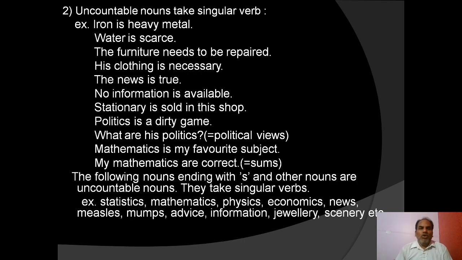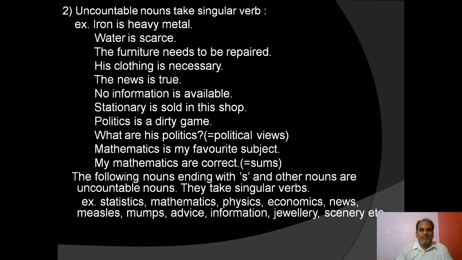Another situation is that uncountable nouns take a singular verb. Iron is a heavy metal. Water is scarce, because it is uncountable, so it carries a singular verb. The furniture needs to be repaired. The furniture seems to be plural, but it is singular. The entire furniture, the whole furniture in the classroom, is also singular. The furniture needs to be repaired. Clothing is necessary. The news is true. No information is available. Stationery is sold in this shop.